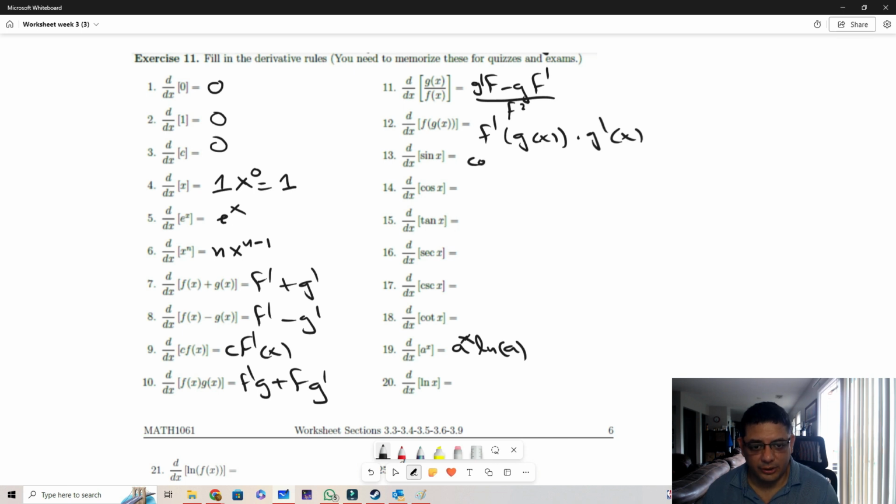Derivative of sine is cosine. Derivative of cosine is minus sine. Derivative of tangent is secant square. Derivative of secant is secant times tangent. Derivative of cosecant is minus cosecant times cotangent, and derivative of cotangent is minus cosecant square.